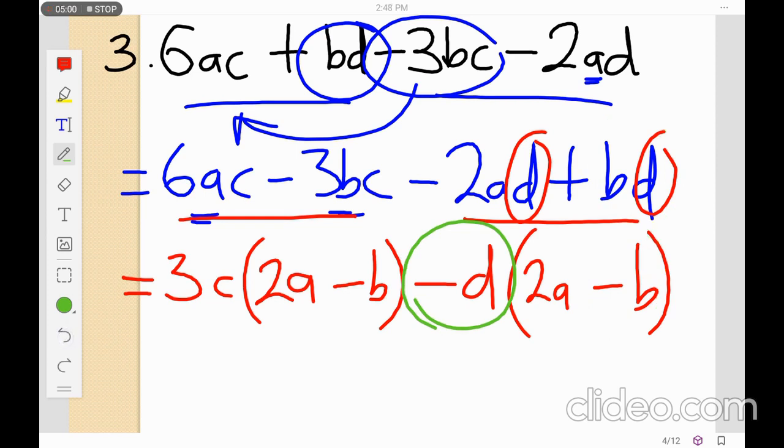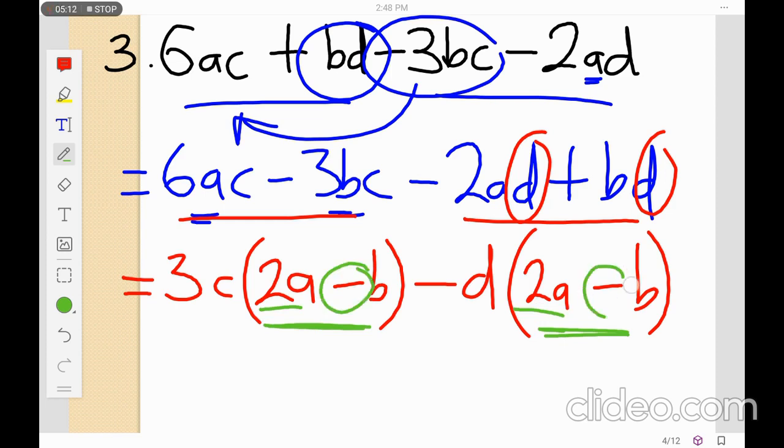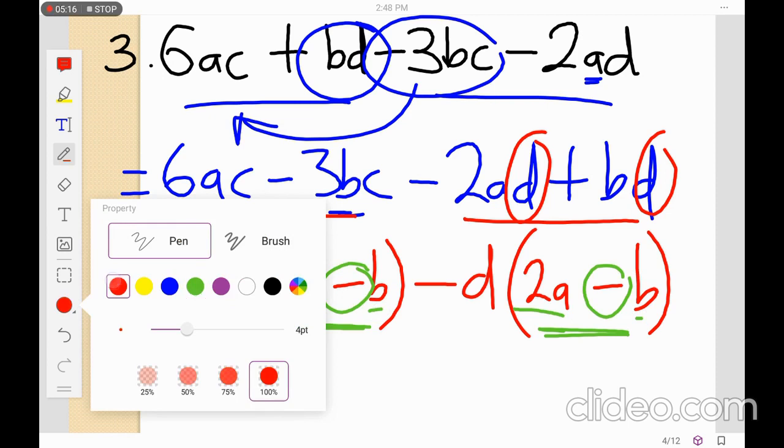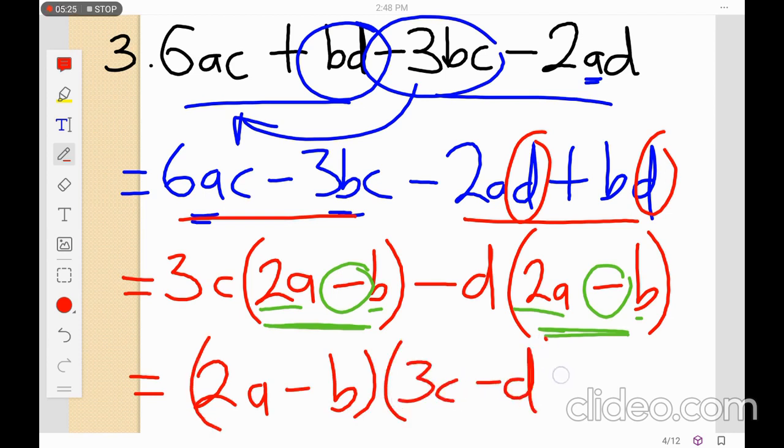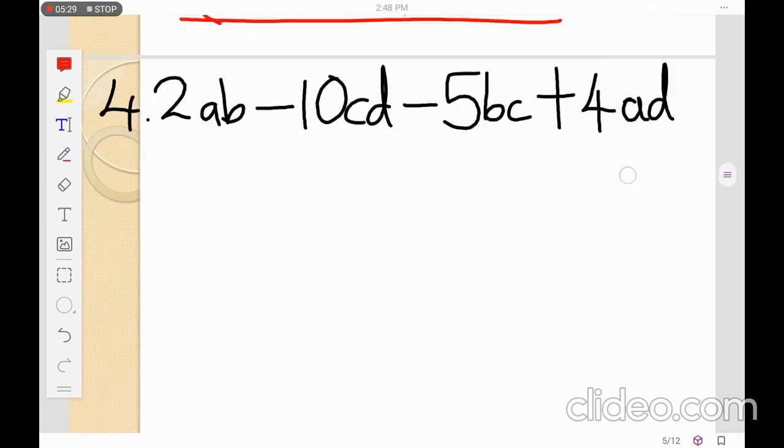Okay, let's finish off. So basically, when you have this bracket, it governs this other bracket. They should be matching. Where you start with 2a, you should also start with 2a. When you have a negative here, you should have a negative there. And you have a b, you have a b there. Okay, so the final result, what we have at the end of the day, will be 2a minus b and 3c minus d, like that. So this is our final result there. Okay, let's do another example.